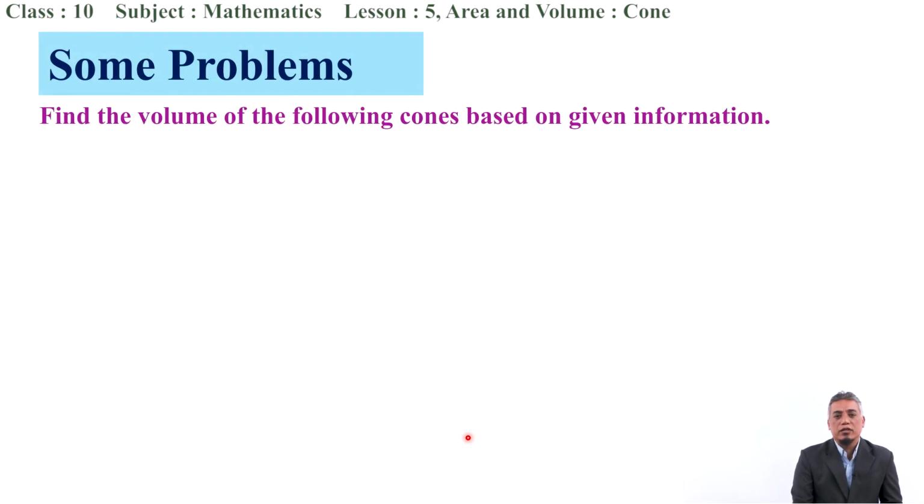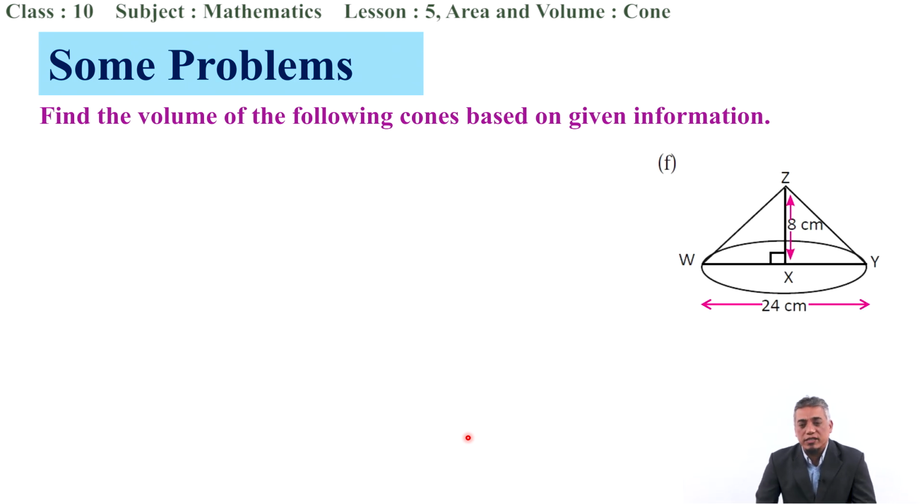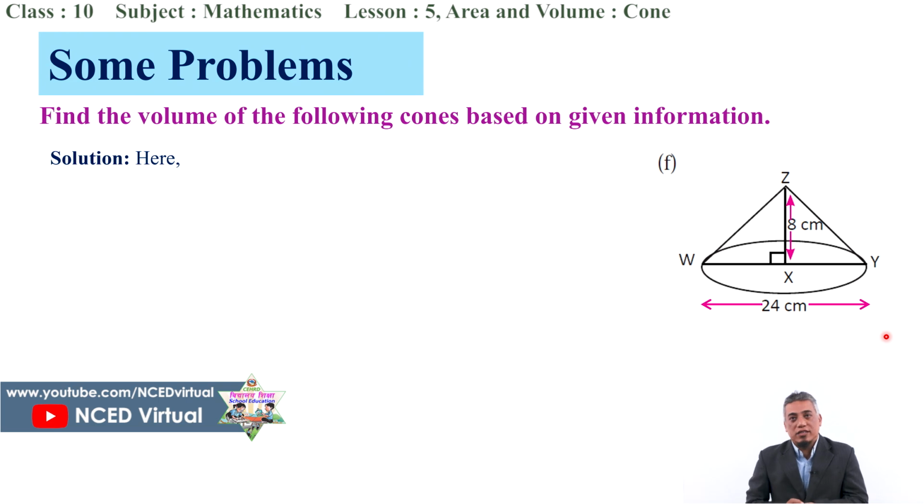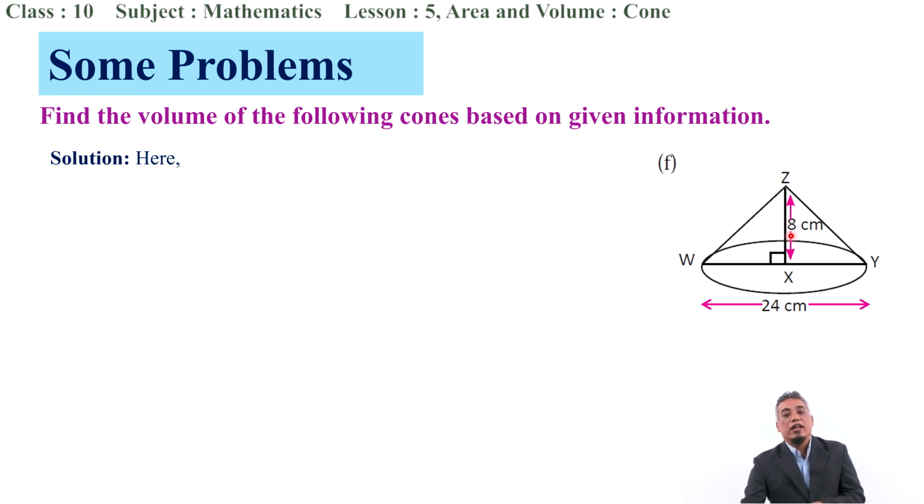So here we have got a problem to find the volume as per the given information. Height 8 centimeters is given, and diameter 24 centimeters is given. So how to find the volume? Can we find the volume right out of this information, or do we have to calculate some other measurements? Yes, we have to first find the radius, and the height is there, and that much is sufficient for finding the volume.